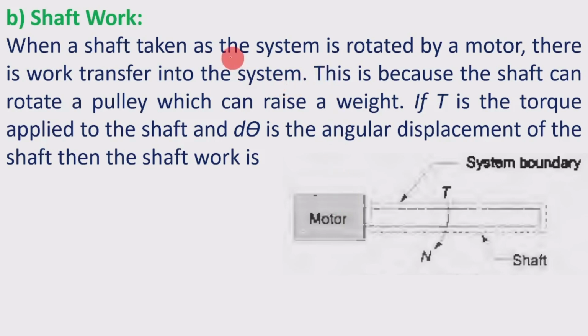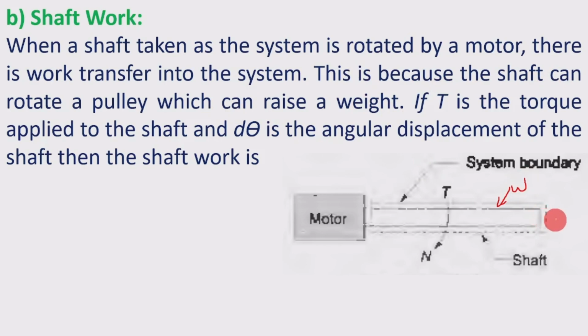The next one is the shaft work. When the shaft is rotating, how is the work transfer taking place? When a shaft, taken as the system, is rotated by a motor, there is work transfer into the system. This is because the shaft can rotate a pulley.